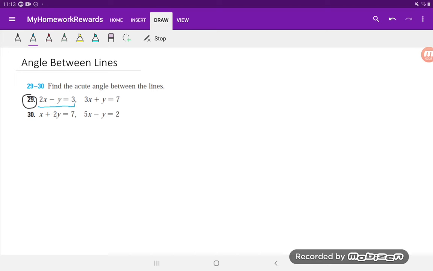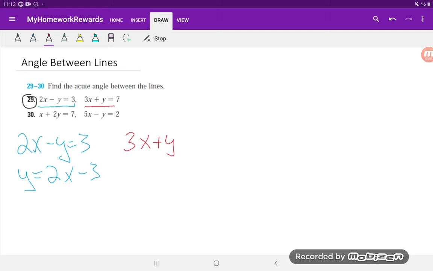If we look at the first line over here, 2x minus y equals 3, we can rearrange this to give y equals 2x minus 3. And for the second line, we have 3x plus y equals 7, or y equals minus 3x plus 7. Let's draw these out. We will sketch them out. We don't have to be super accurate.